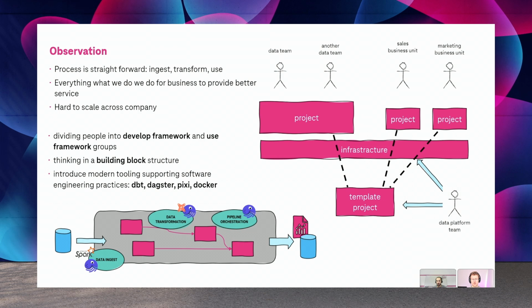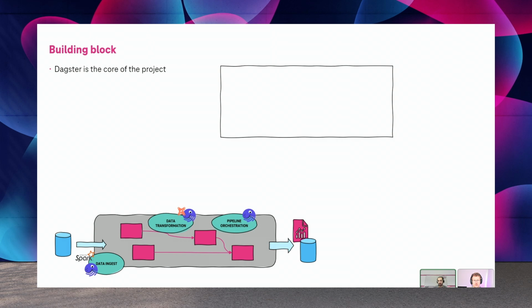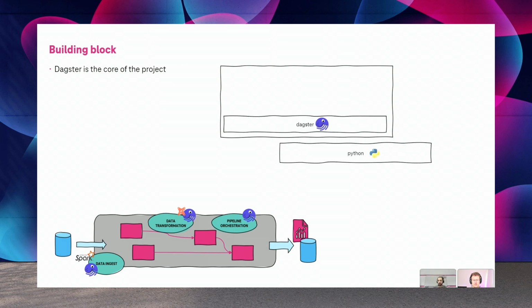Now in the next slide I will explain the landscape of one instance of the template project, what is inside. What is a building block for us? Again, the same process: with one building block you are able to do a process from the ingest till serving the data. The first thing to say is Dagster is the core of our platform. Of course, in order to use Dagster we need a Python environment, so Dagster is sitting on top of the Python environment.